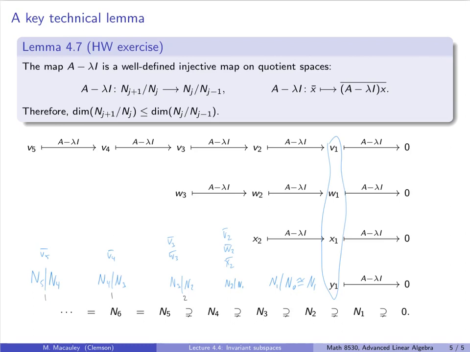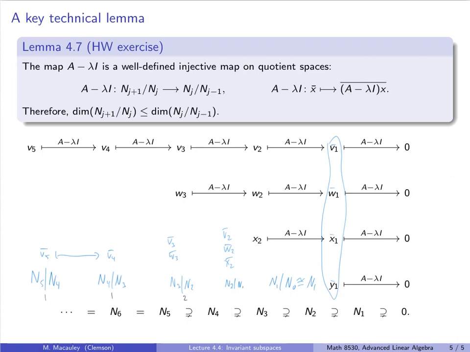And if you want to put bars over here, as we're modding out by 0, you don't really have to. I guess technically maybe we should do that. Okay, so this map A minus lambda I is simple. It just sends V5 to V4. So all this is saying is that it's going to send V5 bar, this equivalence class, to V4 bar.